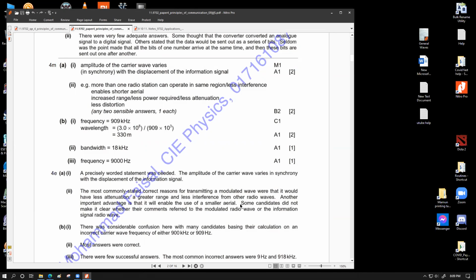Okay, so up to this point is the actual answer, and this is actually the warning that the examiners are making for the other students to be careful about. Some candidates did not make it clear whether their comments refer to the modulated radio wave or the information signal radio wave, which means you have to specify: are you saying the benefit of a modulated wave, or are you saying the advantage of a radio wave? So you have to be specific about your wording.